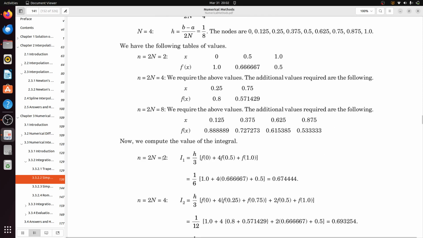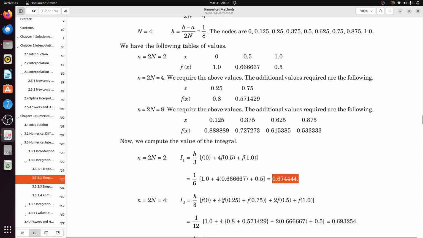So this is for like 2. So h is like b minus a, that is 1 by 6. So that is like first 1 plus 4 into 0.6667 plus f of 1.0, which is 0.5. So this is the answer.